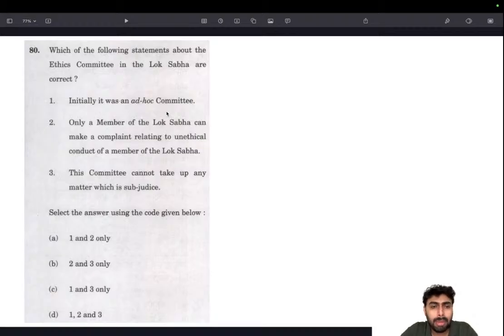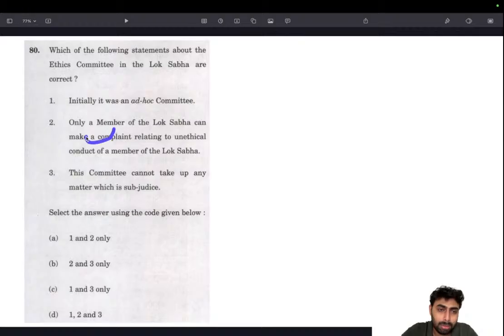Initially it was an ad hoc committee. Maybe most committees like this ethics committee, because it's not a financial committee or a permanent committee, would have started off as an ad hoc committee. Yeah, there is a good chance for that, but not sure. Only a member of Lok Sabha can make a complaint relating to unethical conduct of a member of Lok Sabha. Having the current knowledge and being in the news really helped, because anybody can make a complaint. In that particular cash for query scam, the one who was involved made a complaint through an MP against another MP. So an MP can file a complaint directly. Any other person, any other citizen can file a complaint through an MP with an affidavit.